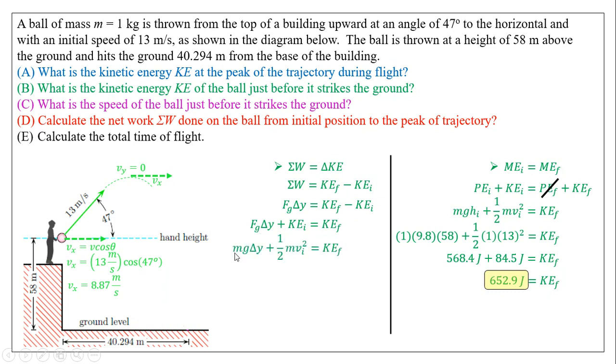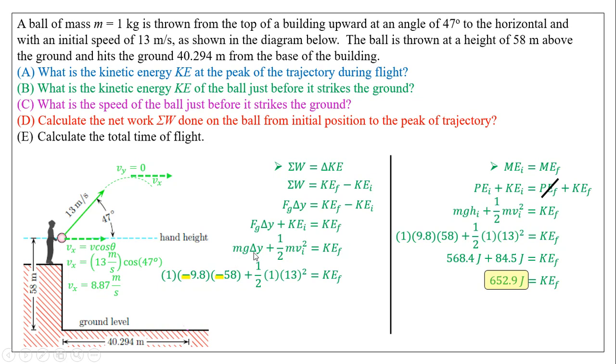F of G, I'm going to break it up into M times G. Delta Y I can carry down. KEI is 1/2 M VI squared. And here we know everything already. M is 1. G here, it's negative 9.8. Why? Because force is a vector. So here, mass is 1. G is negative 9.8 because F of G is pointing downward.